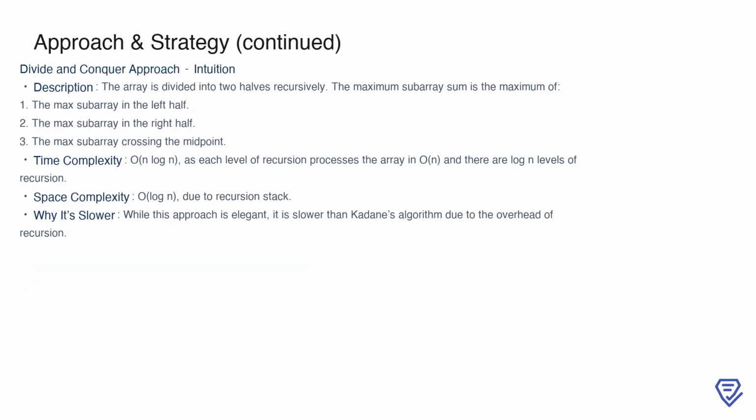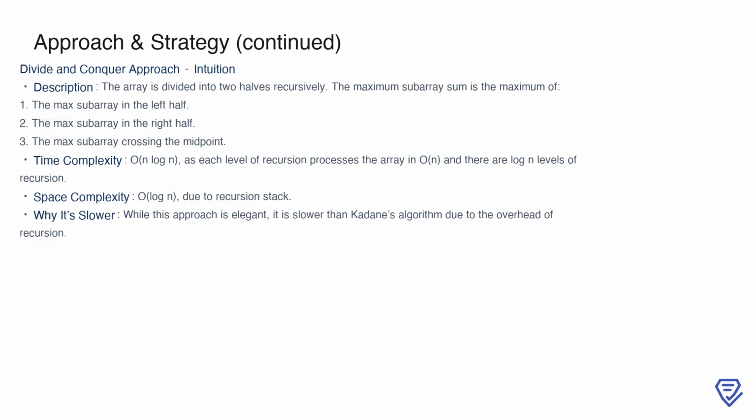Another approach to solving the maximum subarray problem is the divide and conquer method. Here, the array is recursively divided into two halves. To find the maximum subarray sum, we compute the maximum subarray within the left half, the right half, and any subarray that crosses the midpoint of the array. The solution is the maximum of these three values. This approach has a time complexity of O(n log n), because at each level of recursion, we process the array in O(n) time, and there are log n levels of recursion.